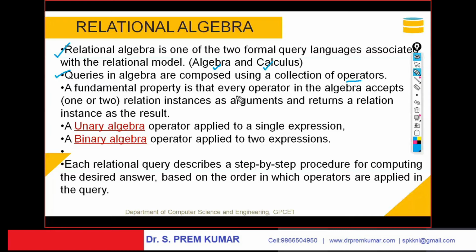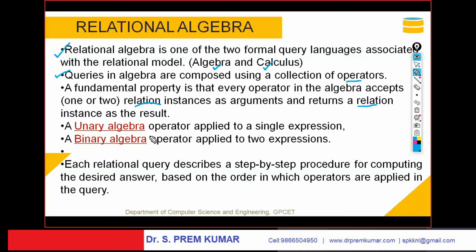The fundamental property is that every operator in relational algebra accepts one or two relation instances as arguments and returns a relation. It takes relations, it works on relations, and the output also will be a relation. The input is a relation, in the form of rows and columns. The output obtained is also a relation, in the form of rows and columns.